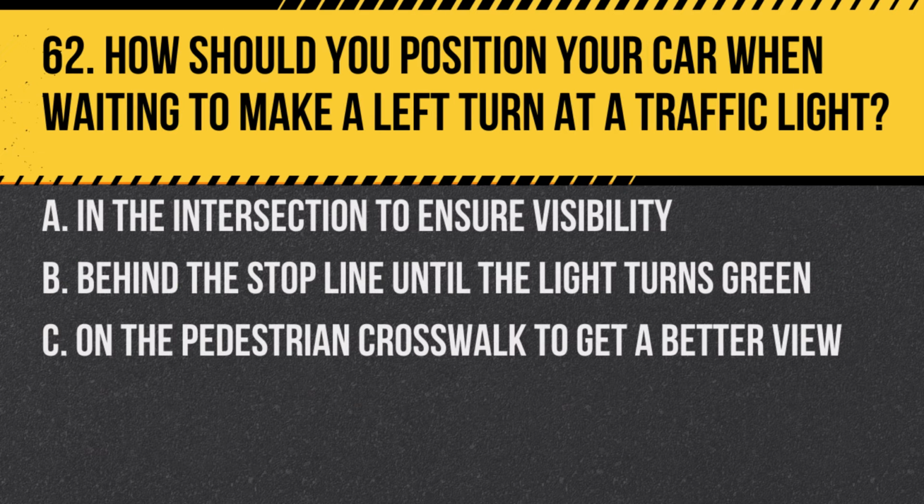Question 62. How should you position your car when waiting to make a left turn at a traffic light? A. In the intersection to ensure visibility. B. Behind the stop line until the light turns green. C. On the pedestrian crosswalk to get a better view. Answer: B. Behind the stop line until the light turns green. You should only enter the intersection as the turn is initiated.